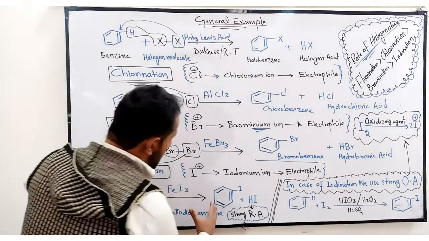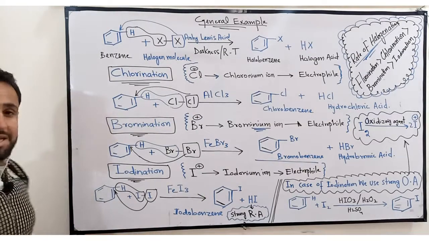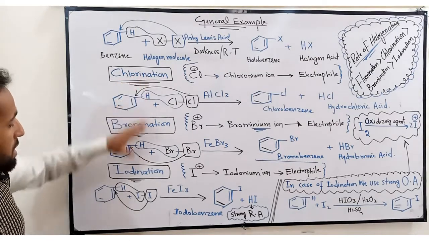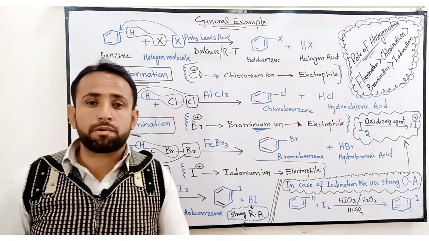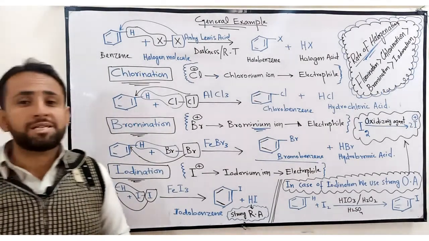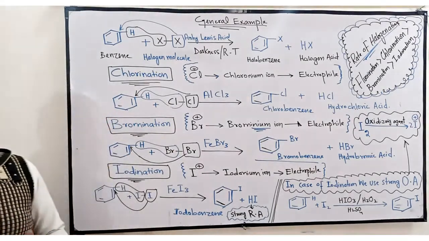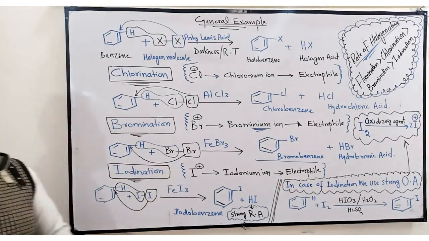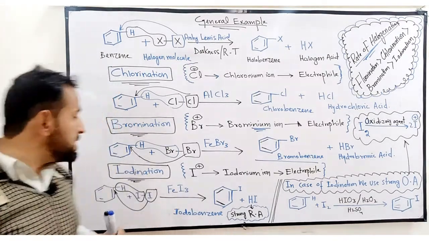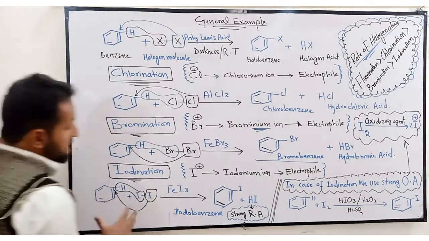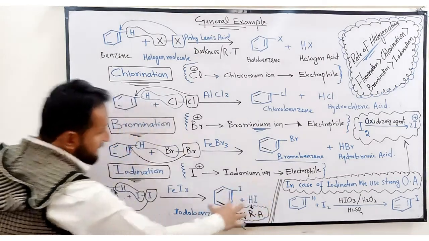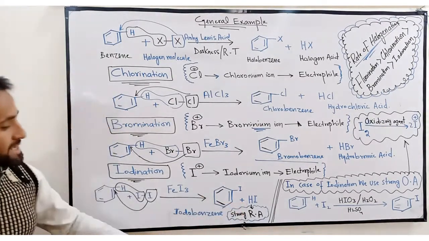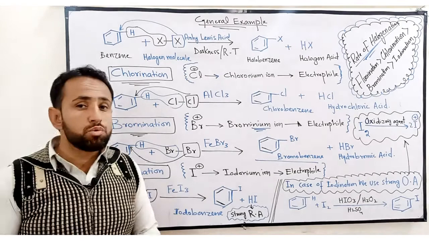Now what happens? This is a reversible reaction. Iodination is a reversible process. These two processes are not reversible, but iodination is. Now the question arises: why is it reversible, and what is the reason that makes the process of iodination reversible? Look at this, dear student. When hydroiodic acid is formed with iodobenzene, this HI, hydroiodic acid, is basically a strong reducing agent.